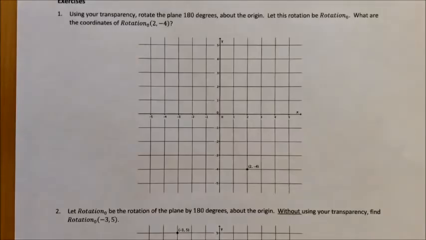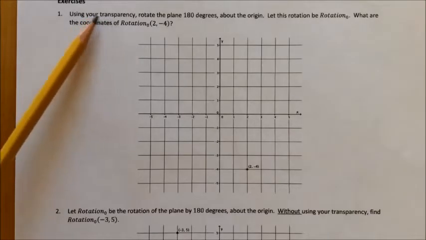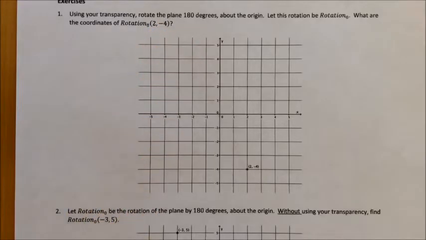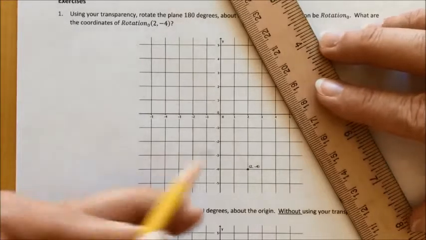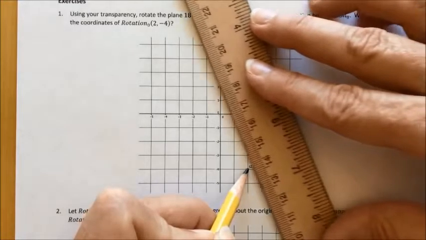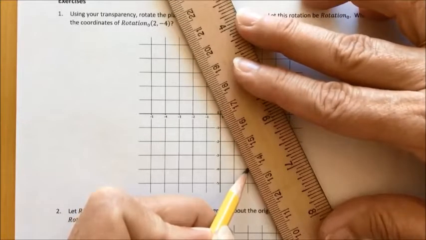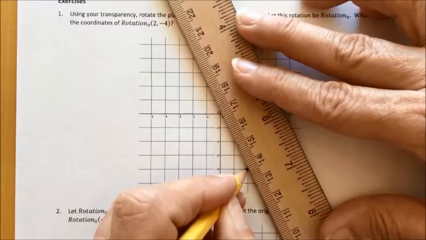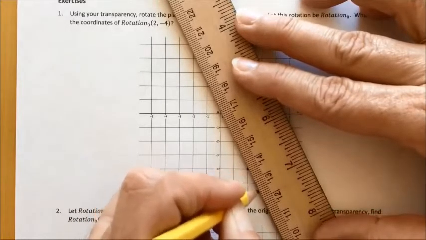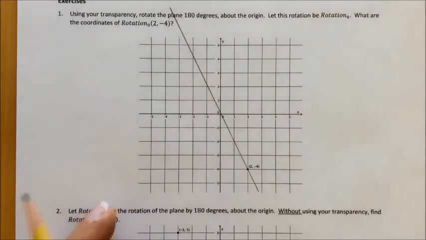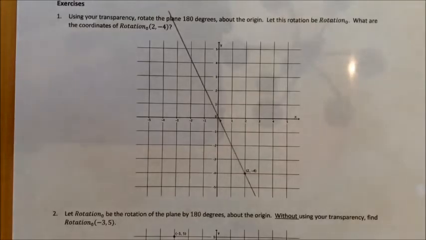I'll point out that in exercise 1, it specifies to use your transparency to rotate the plane 180 degrees. So what I want to do to do exercise 1 is start by drawing that line, drawing that line from the point through the origin and beyond, okay, like so. So I know that when I rotate this point, the point will end up on that line. So I'm going to rotate just that far.